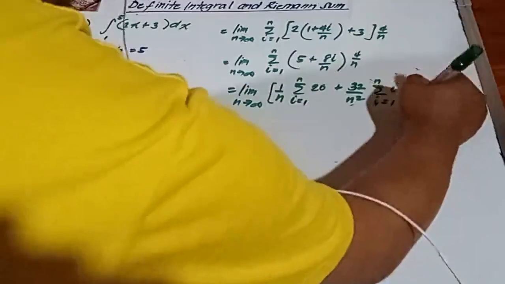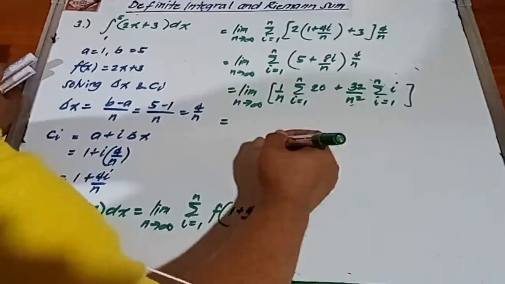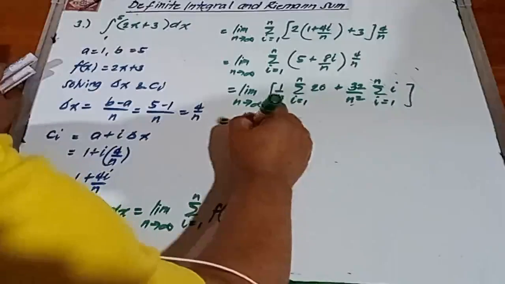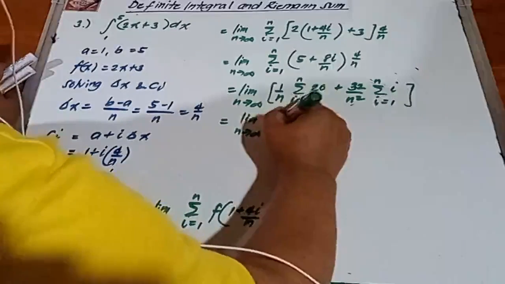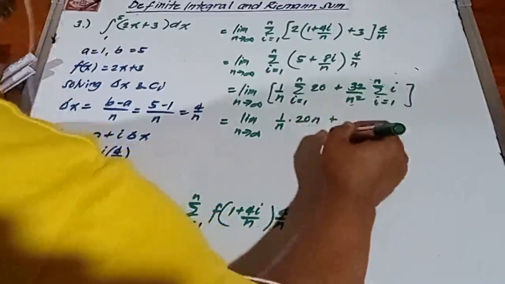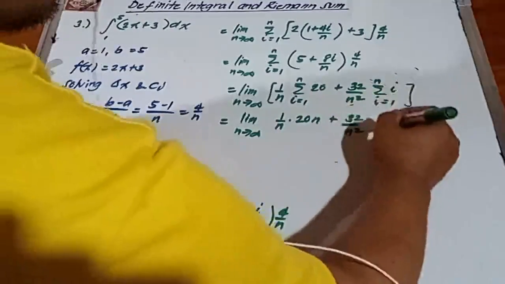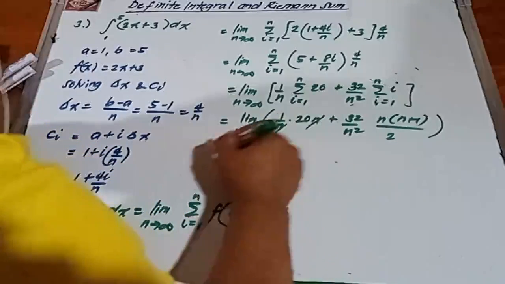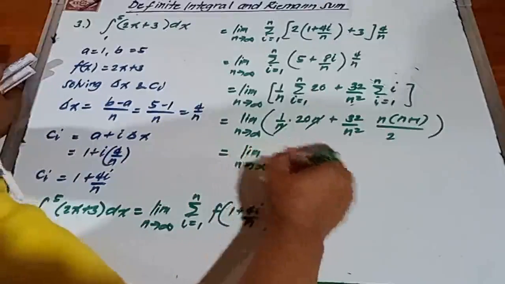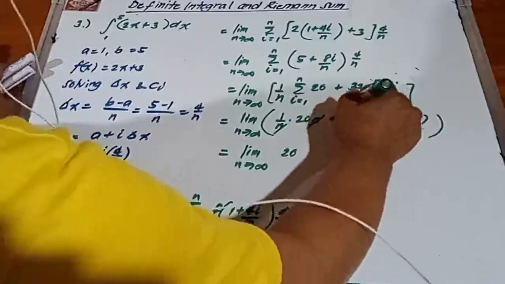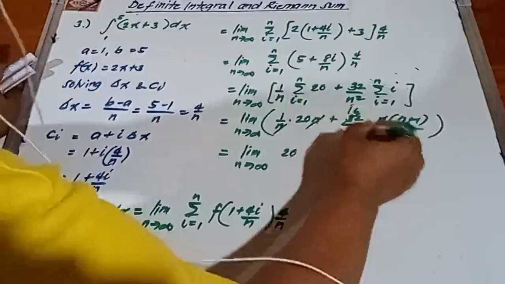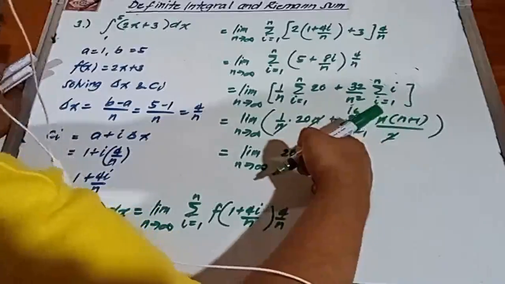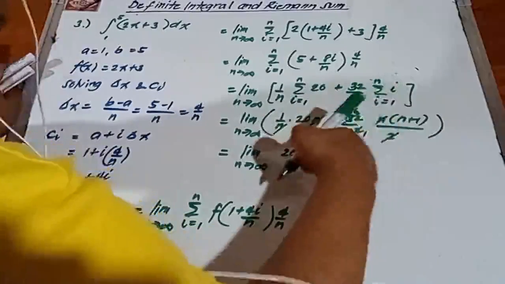And then, gamit yung ating sigma notation, properties, and formulas ng sums of powers of integers. This is n times 20. So, we have limit of n approaches infinity. That is 1 over n times 20n plus 32 over n squared times n plus 1 over 2. Okay. Cancel yung n's. We have limit of n approaches infinity, 20. 16, cancel yung isa. So, we have 16 na lang sa taas. 16n over n is 16. 16 times 1 is 16 over n. Okay?